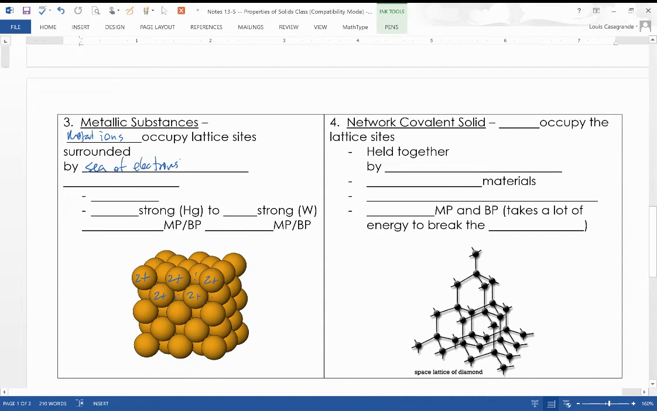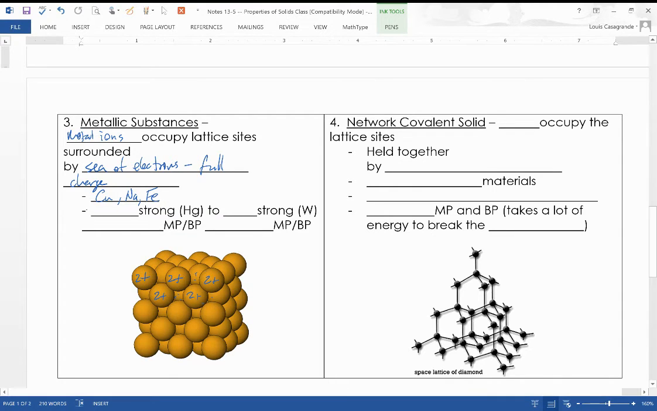Between the ions and the sea of electrons, we have full charges. I'm not sure why this broke over that line, but that's okay. Full charges, and so that's very strong. Examples: copper, as you see below, sodium metal, iron. Now, they may all have different exact structures, and you're not responsible for the exact structures, but you do need to know that they do have the metal ions formed on the lattice sites.